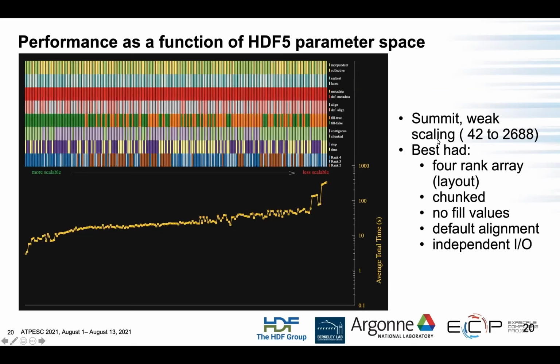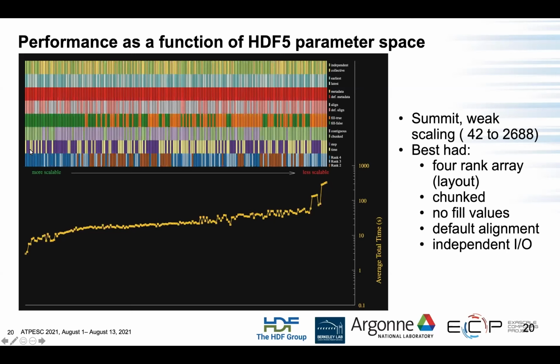So now if we look at the results of this program, I ran it on Summit and I'm doing weak scaling where I scale from 42 to roughly 2600 ranks. Then I reorder the parameter spaces from the most scalable here on the left, to the least scalable going towards the right. And for each of those corresponding points, I determined what combination of that parameter space gave me the best performance.